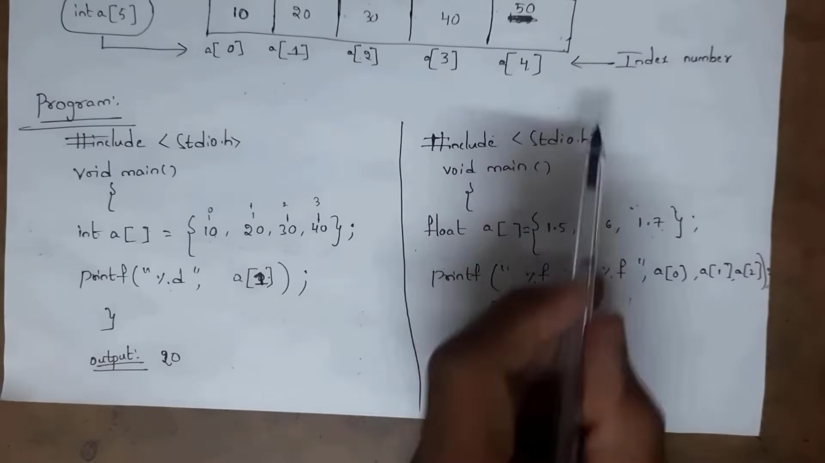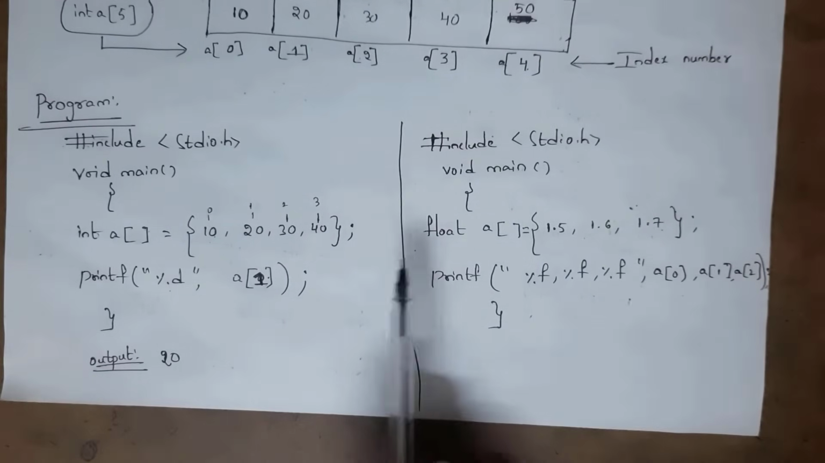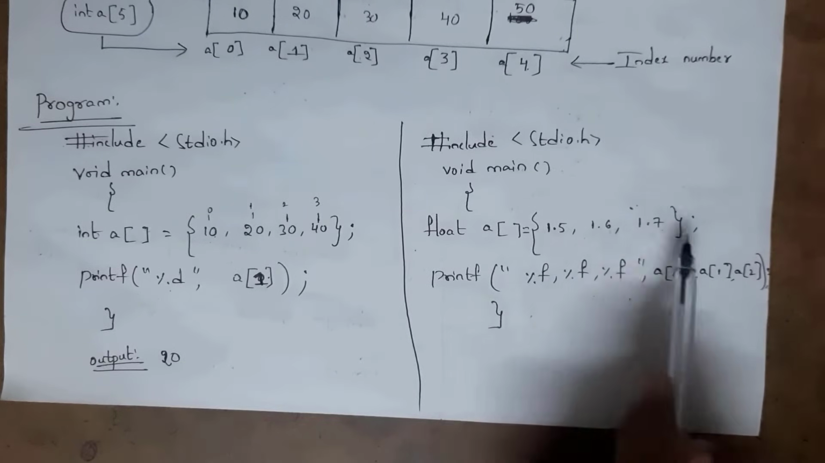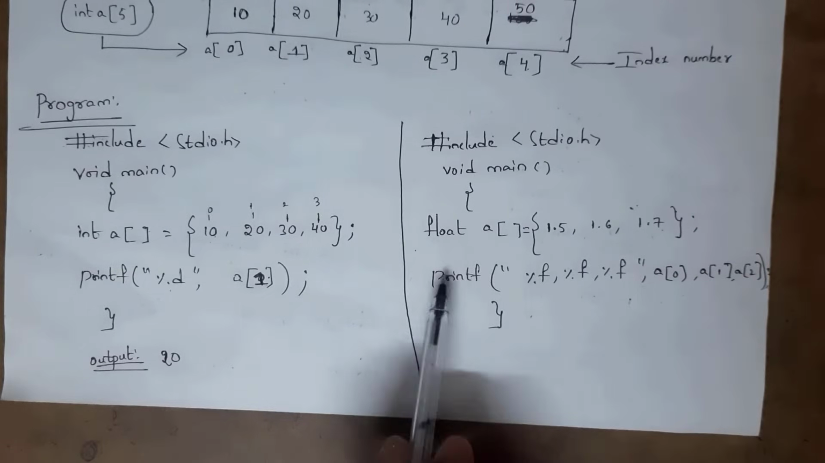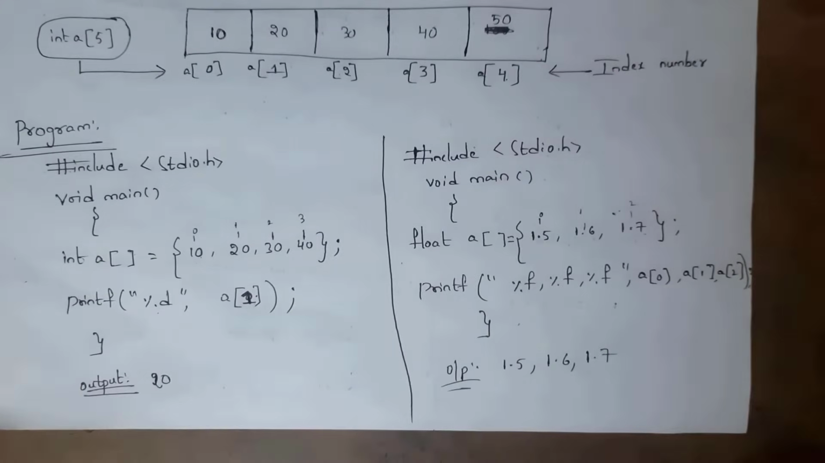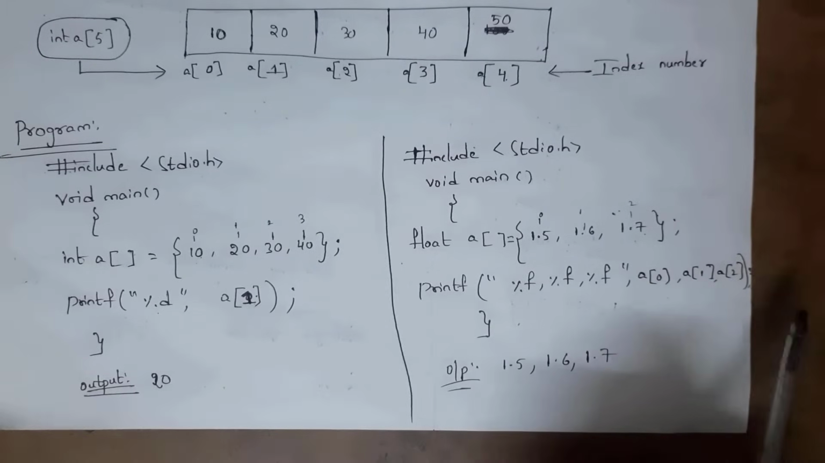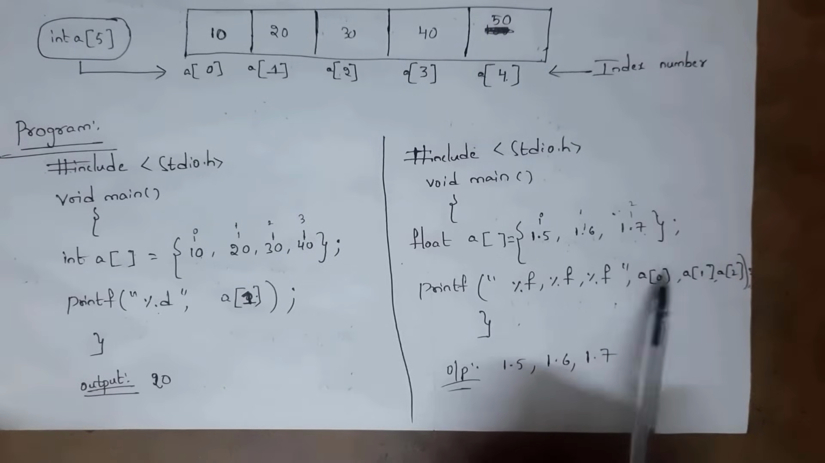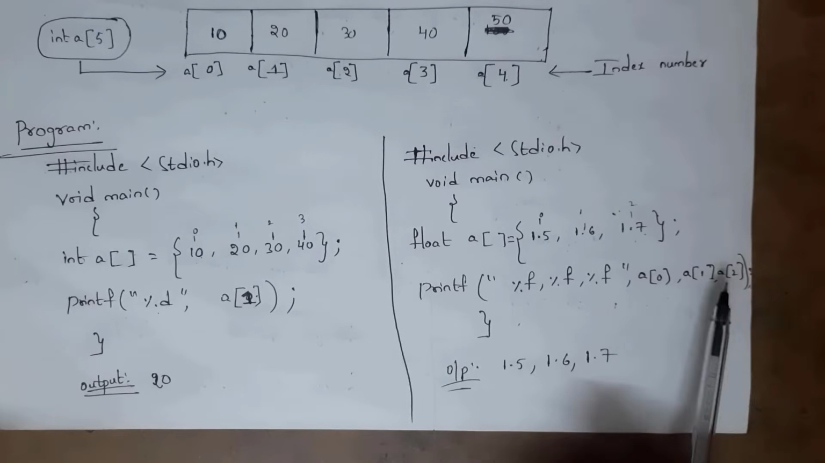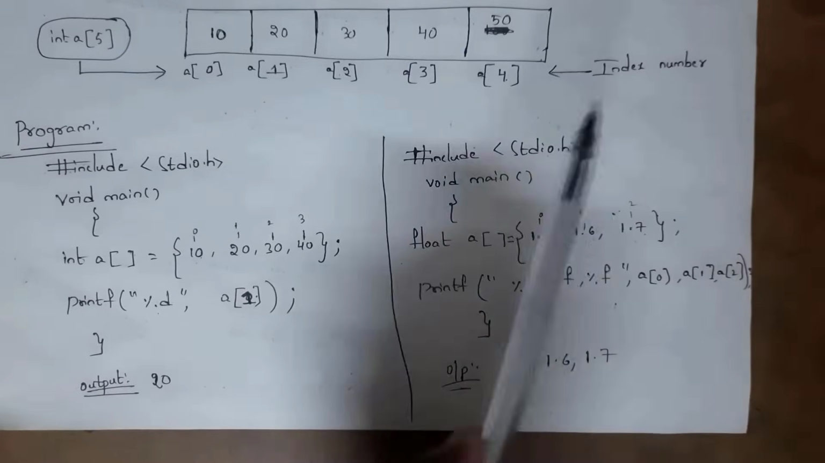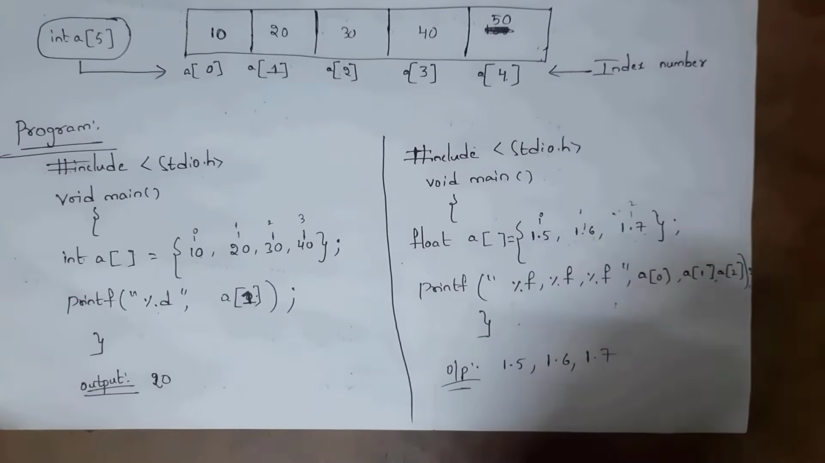This is an example. This is another example. Here I took float data type because I want to declare float values. I want to print all these values: 1.5, 1.6, 1.7. So for that purpose, I need to write %f, comma %f. I took three format specifiers because I want to print three values as output, comma a of 0, comma a of 1, comma a of 2. That is, values present in index number 0, index number 1 and index number 2 will be printed as output. So output is 1.5, which is present in index number 0, 1.6, comma 1.7.